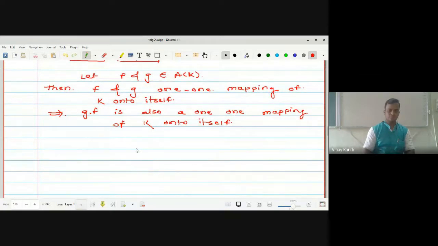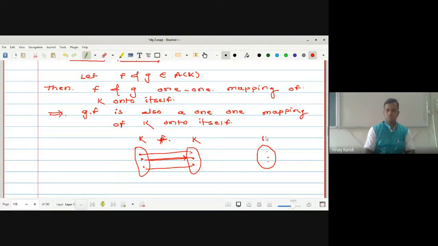Look here. Suppose this one is mapping F. What is the domain? K, and this one is K. 1, 2, 3, three elements I have. What is F? F is onto, that means K also has three elements. This maps to this, second maps to second, third maps to this element. So this is K. F is one-one and onto. What is G? G is the mapping again from K to K. This element maps to this element, here it maps, here it maps. This one is G.